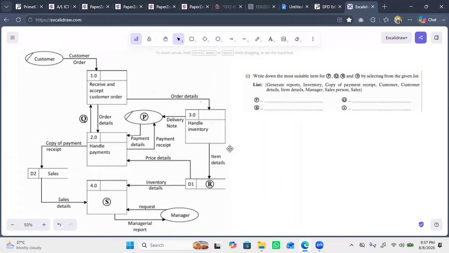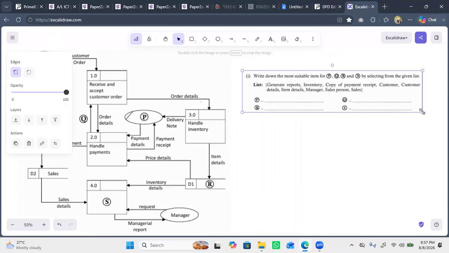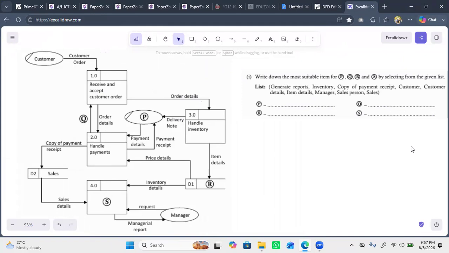Now complete it: find PQRS. This is the question. You have the question nicely on your screen. Find PQRS. See the system. Try to understand what the system is doing and try to find the answers from the given list. Fill in the blanks. Simple. And drop me a message. Don't take much time. Quickly do it.